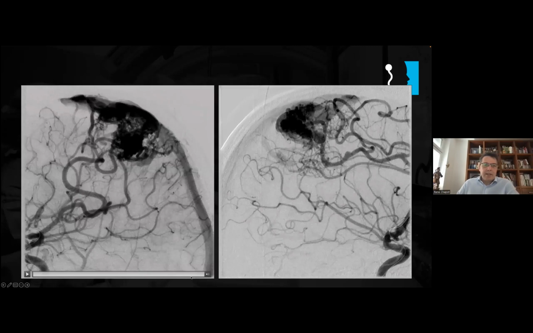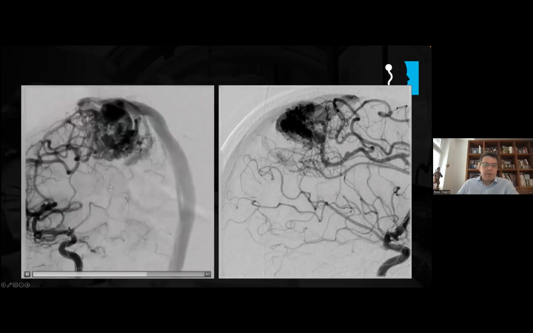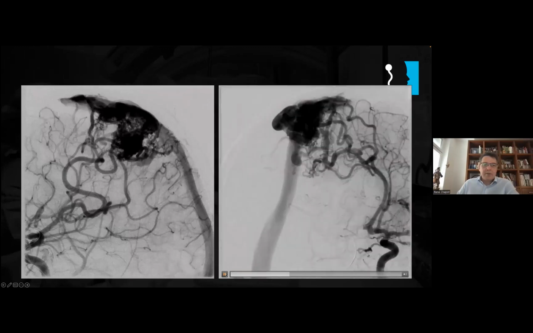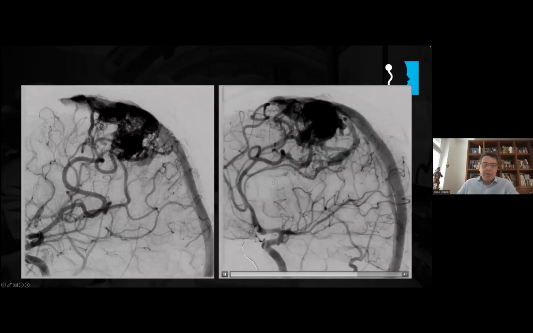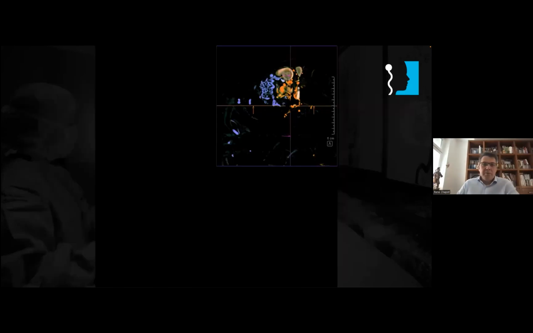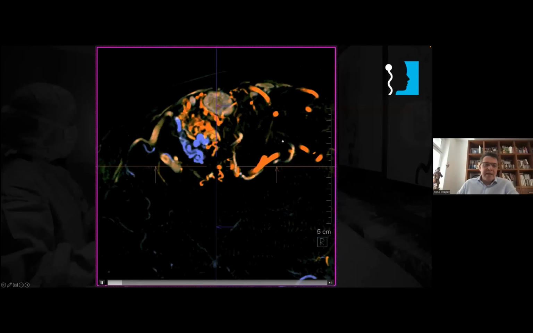this is a rotational angiogram from the right carotid, where we only see the MCA. And here is a rotational angiogram from the left carotid, where we only see the ACA. So one is the middle cerebral artery, the other are the branches from the anterior cerebral artery. And if we fuse them, then we obtain this here. Blue is MCA, orange is ACA.